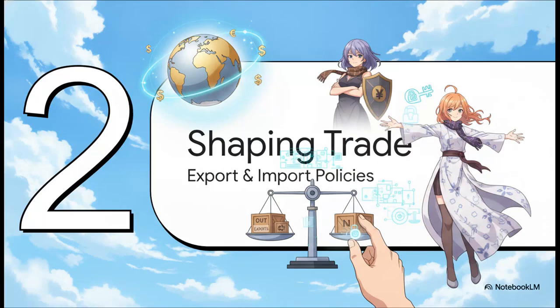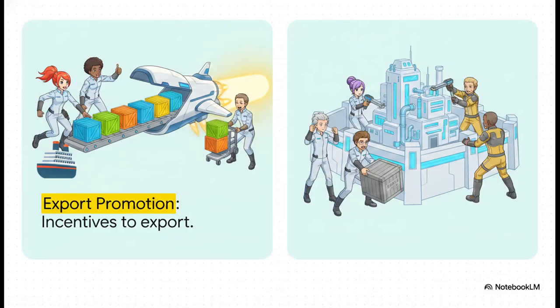Moving on to Section 2, shaping trade, the 2 major trade policies. These 2 macroeconomic policies pull in completely opposite directions. Export promotion looks outward. It's all about giving incentives to your local businesses so they actively produce goods specifically to sell to the rest of the world. Import substitution, on the other hand, looks inward. That's the strategy of taking goods you used to import from other countries and replacing them with goods produced right at home by domestic workers.